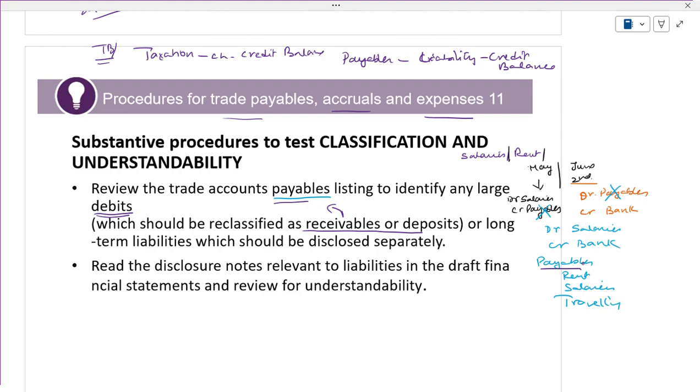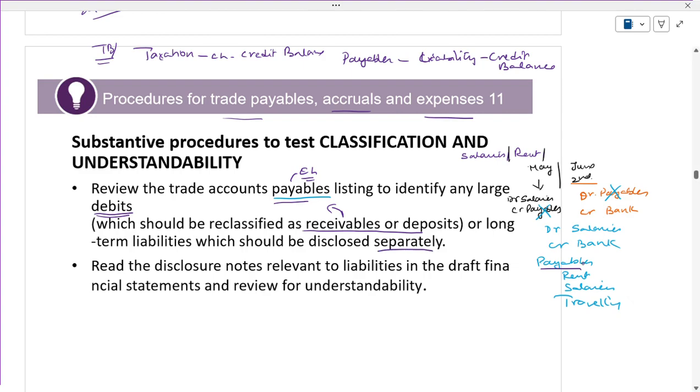Sometimes payables will be current liabilities, or long-term liabilities. You should know that sometimes the classification will be wrong. Instead of crediting payables, we may credit some loans. It will happen. If that is the case, you have to mention it, and it should be disclosed separately.